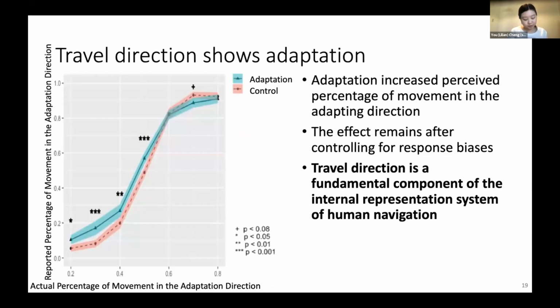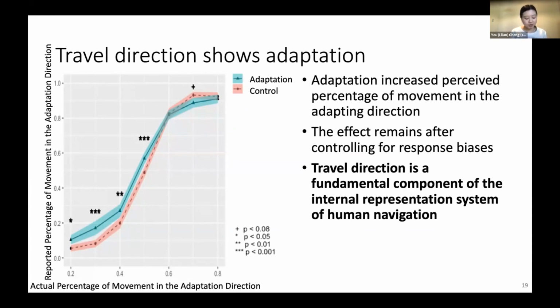Here are the results for the control session, shown in red, and the adaptation session, shown in blue. We found a difference between the people's report of the net change of travel direction in the adaptation session and in the control session, as you can see in the difference between the two lines. The results indicate a motion after effect of travel direction, suggesting that travel direction is a fundamental component of human navigation.